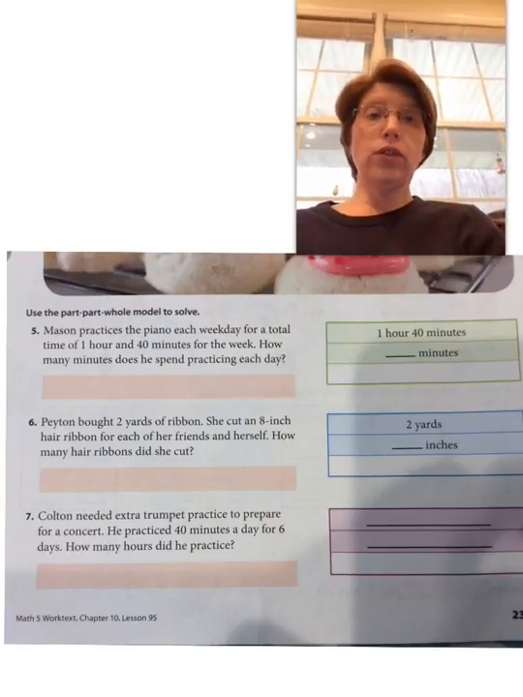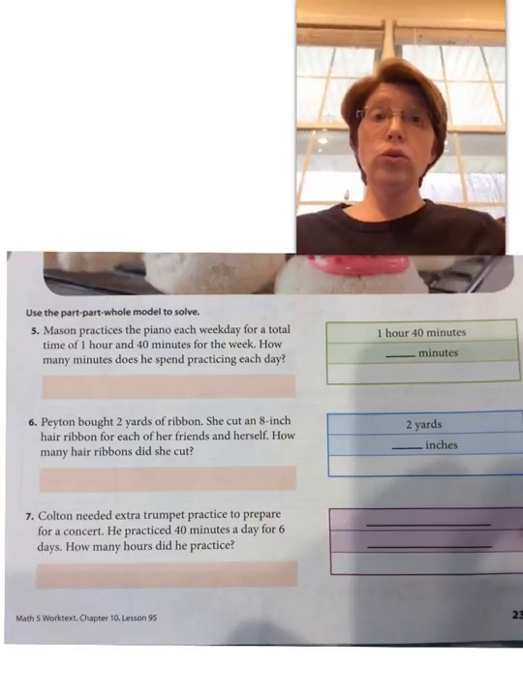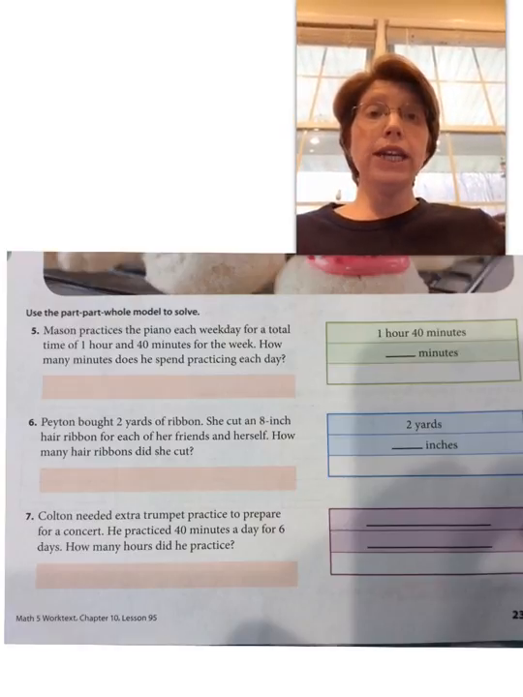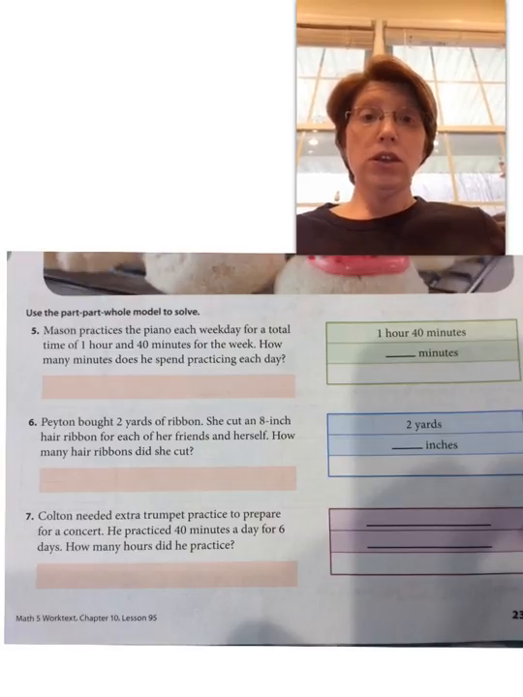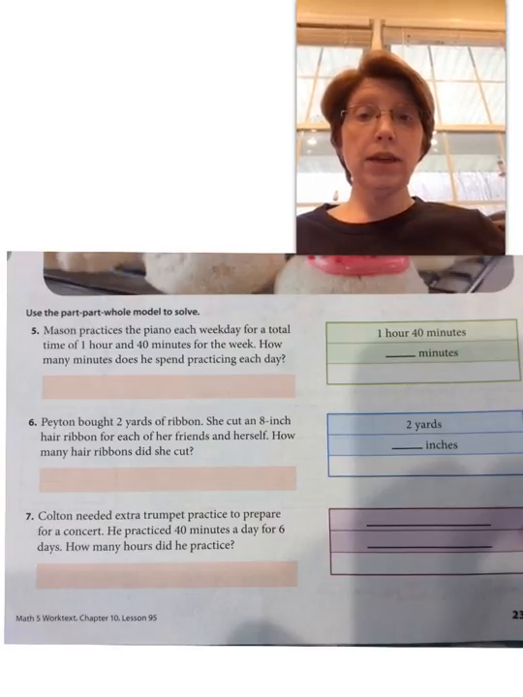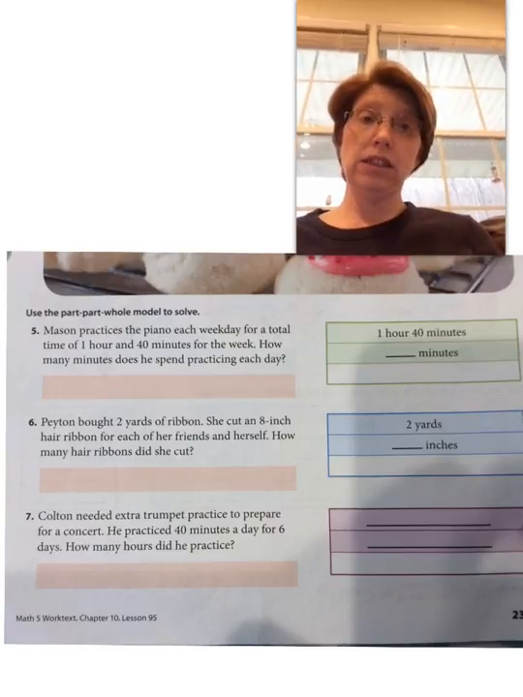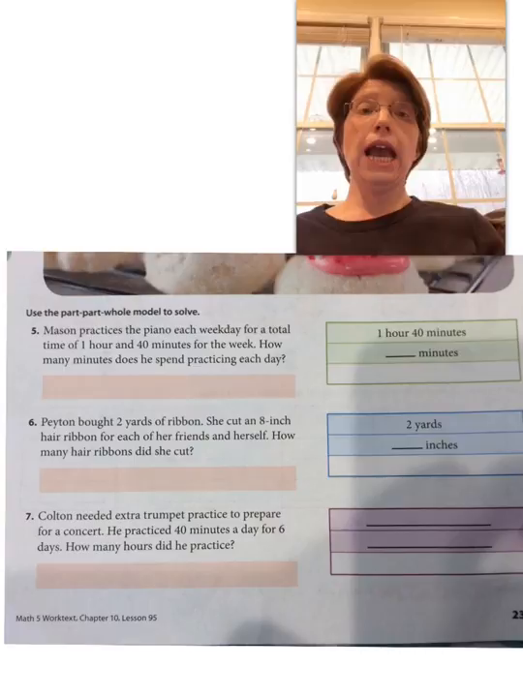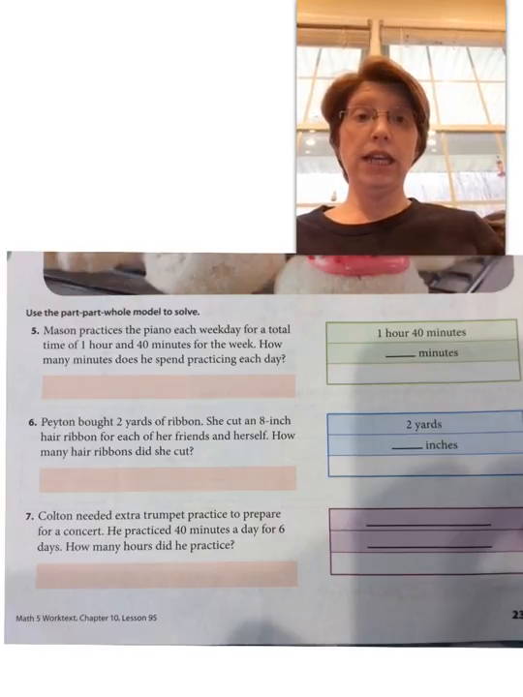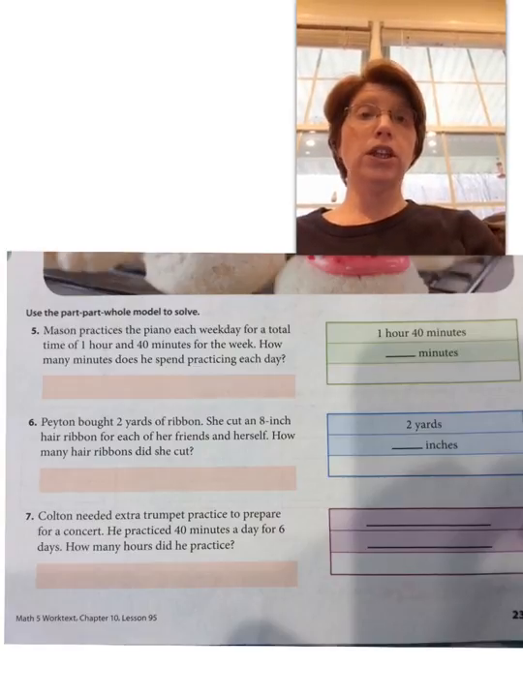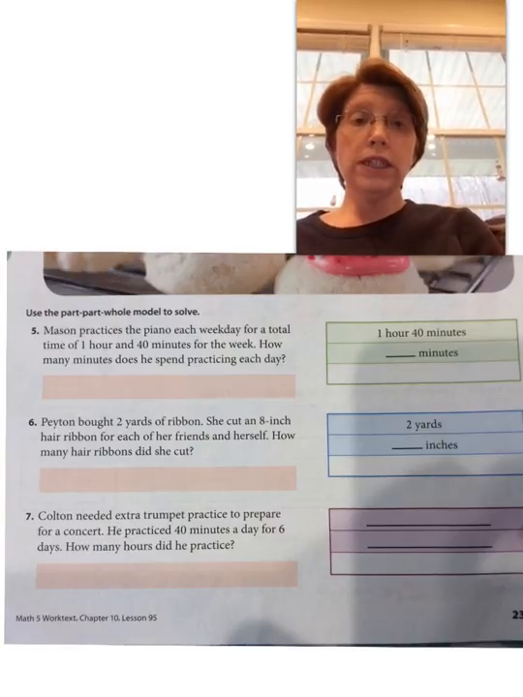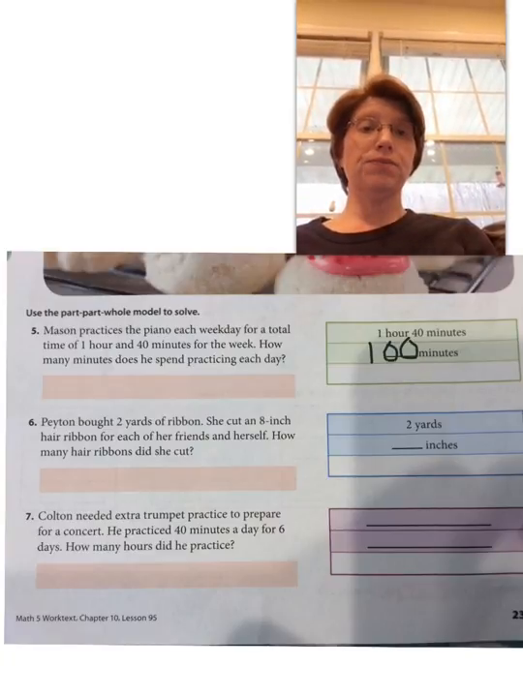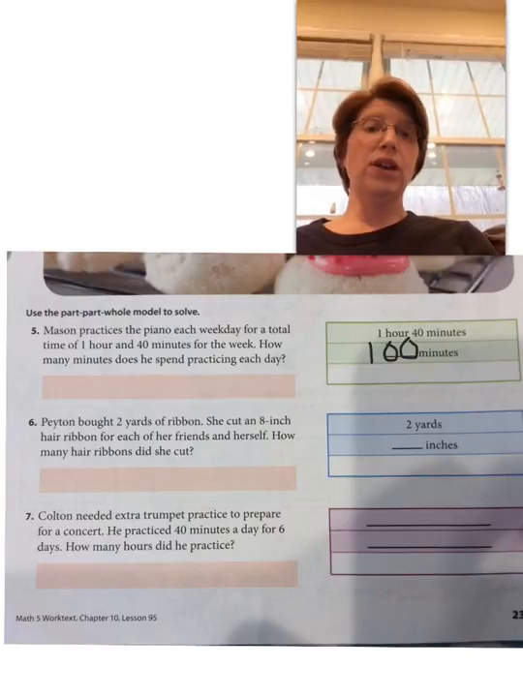So they started with the whole. They gave you the total of what he spends each week, and they want you to break it up. So 1 hour and 40 minutes, but they want our answer just in minutes. So we have to convert that first. So 1 hour equals how many minutes? 60, right. So we have 60 minutes plus another 40, which is going to give us 100 minutes, right? Okay, so we have 100 minutes.